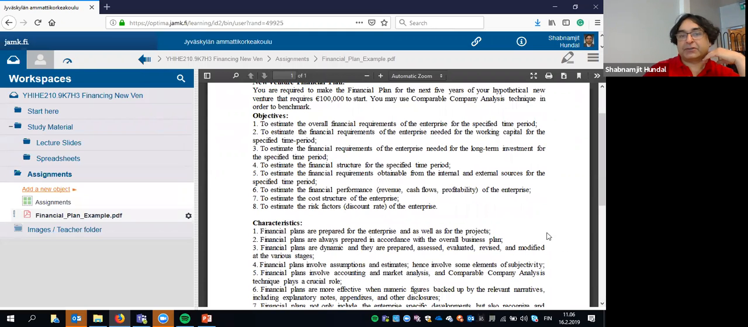All right, and the objectives are very clear here. We want to measure what type of financial requirements you have, how much you need for the working capital, which is for the short-term, regular needs, and what type of financing you require for your long-term investment. And remember, we have done this topic called capital budgeting exclusively on long-term investments. What type of capital structure do you require? So basically, this is a debate between debt and equity.